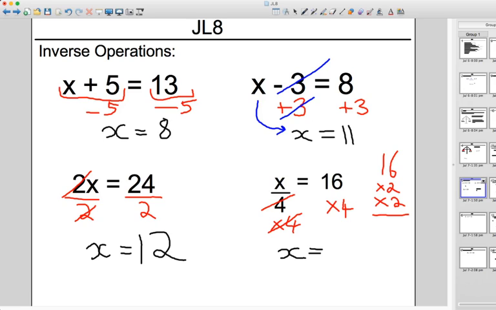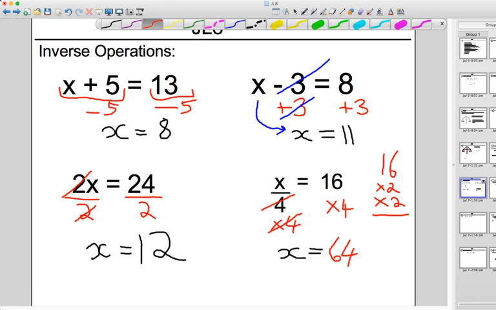There we go. So 16 times 2 is 32. Double it again gives me 64, which is my answer. I should have done that in black. Never mind.